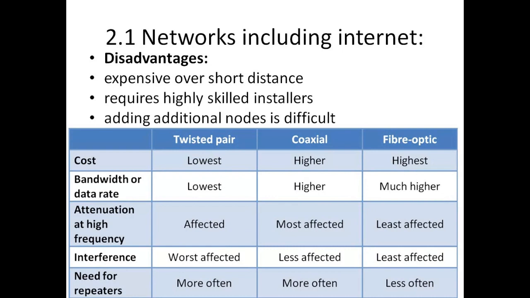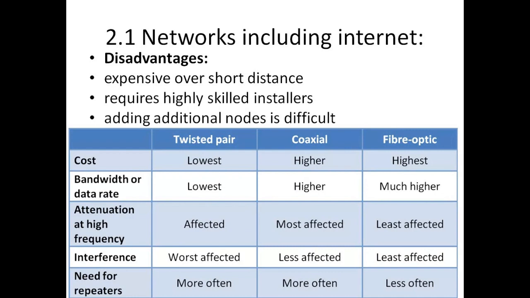Here is a chart to compare different forms of wired or guided media. There are certain factors: cost, bandwidth, attenuation, interference, and need for repeaters. For twisted pair, cost is lowest. For coaxial cable, it is higher, and for fiber optic, it is the highest. The bandwidth is the same. In twisted pair, it is lowest. In coaxial cable, it is higher, and it is highest in fiber optic.